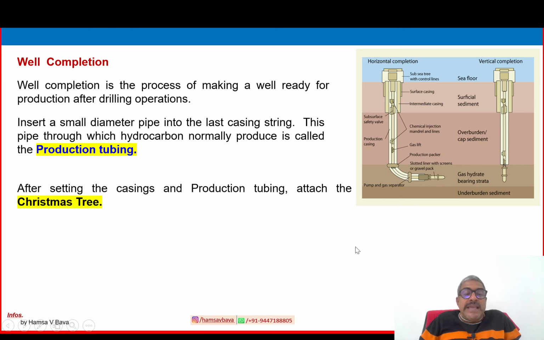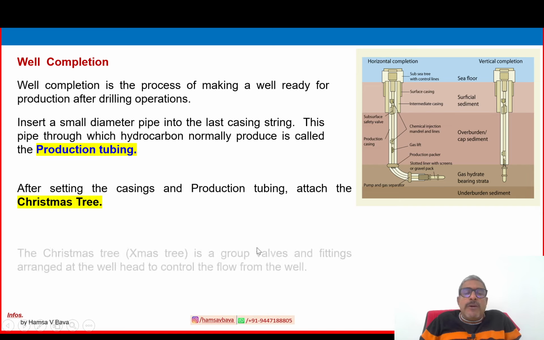After setting the casing and production tubing, on the surface we attach a system we call the Christmas tree. So that is another part of the well completion. It's also part of well development. Well completion is also part of well development.